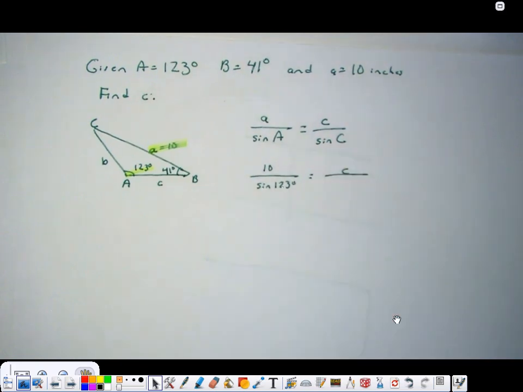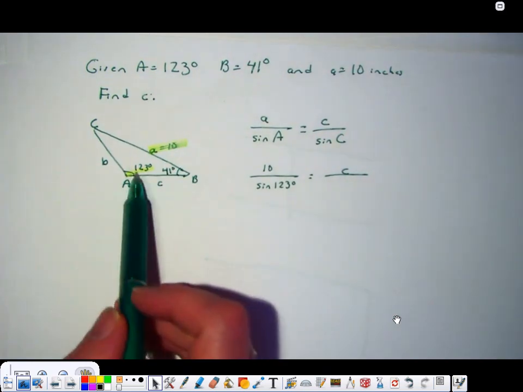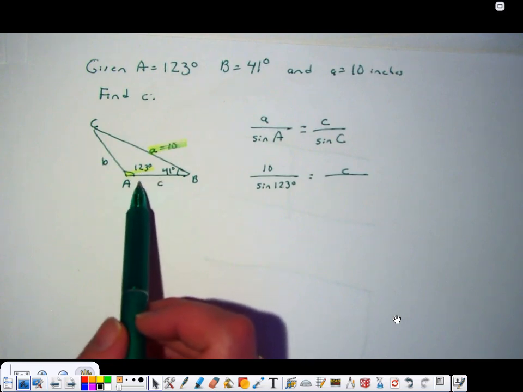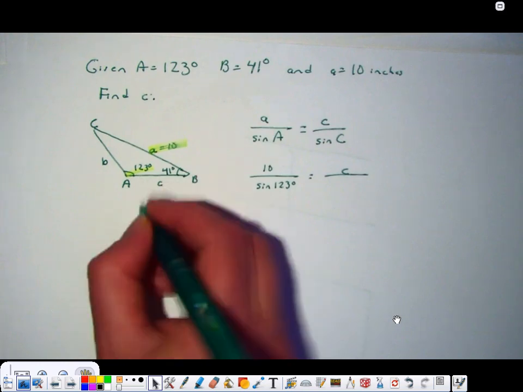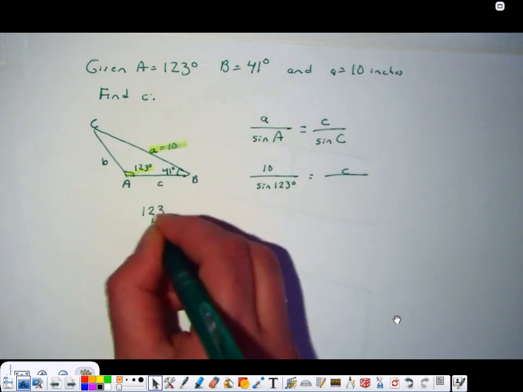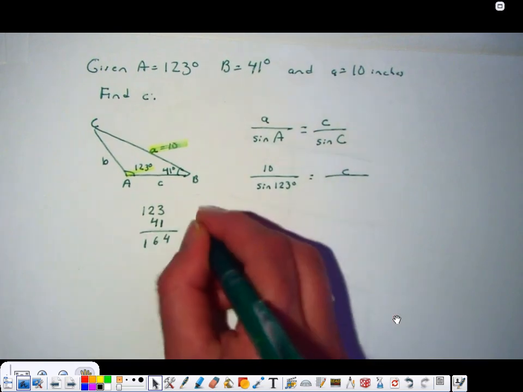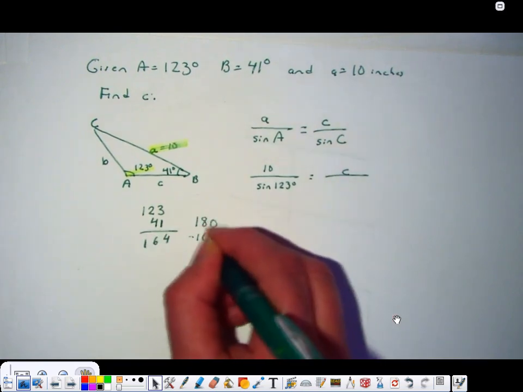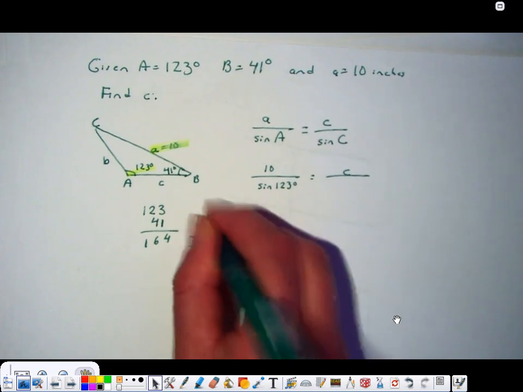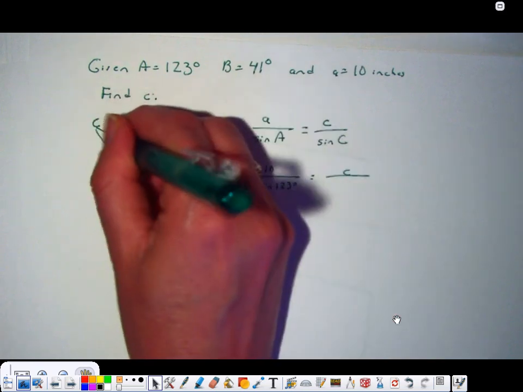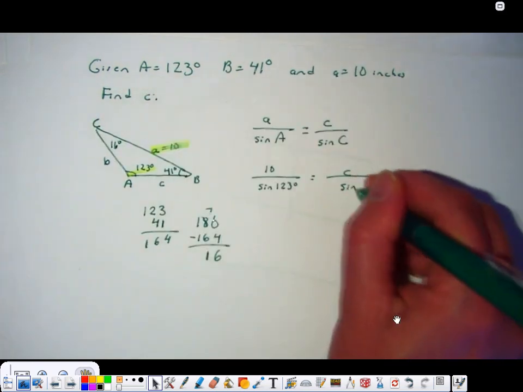I'm looking for c. Do I know big C? I can find it. That's right. Anytime you have two angles of a triangle, you can obviously find the third. How do you find the third? Okay, good. So I'm going to add 123 and 41, and that gives me 164. And I know there's 180 degrees in a triangle, so I'm going to subtract 164. And I get 16. So this is 16 degrees. So I can say over sine of 16.